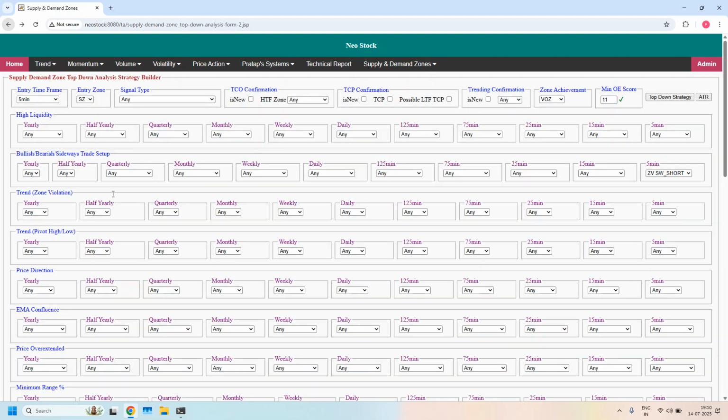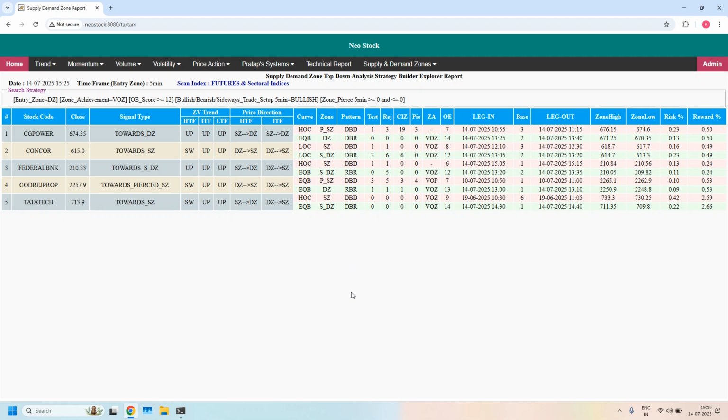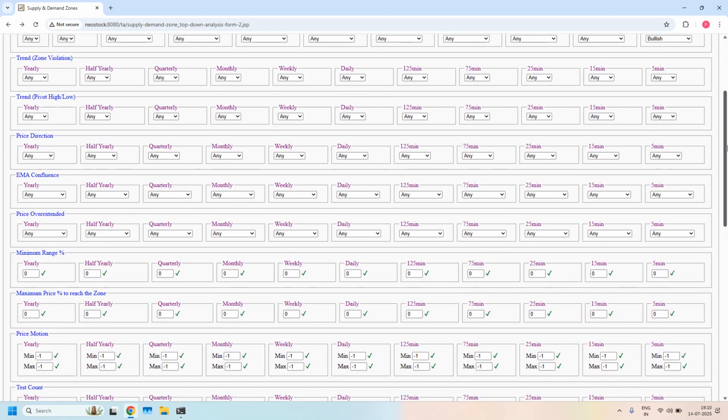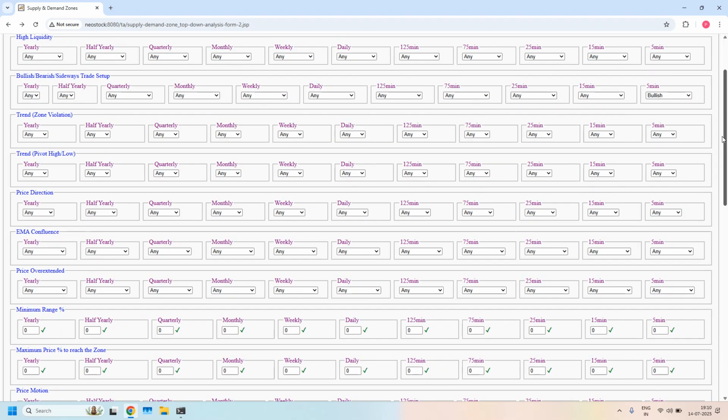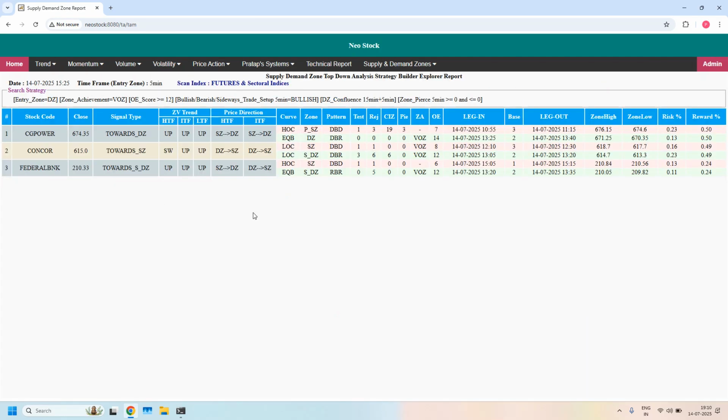Next, bullish trade setup for hourly. Changes are 5 minute demand zone. Here bullish, and also minimum order enhancer score 12. We got 5 stocks. Let's check out of 5 how many are having 15 minutes demand zone confluence. That is 5 minutes and 15 minutes demand zone confluence. Out of 5, we got 3 stocks.